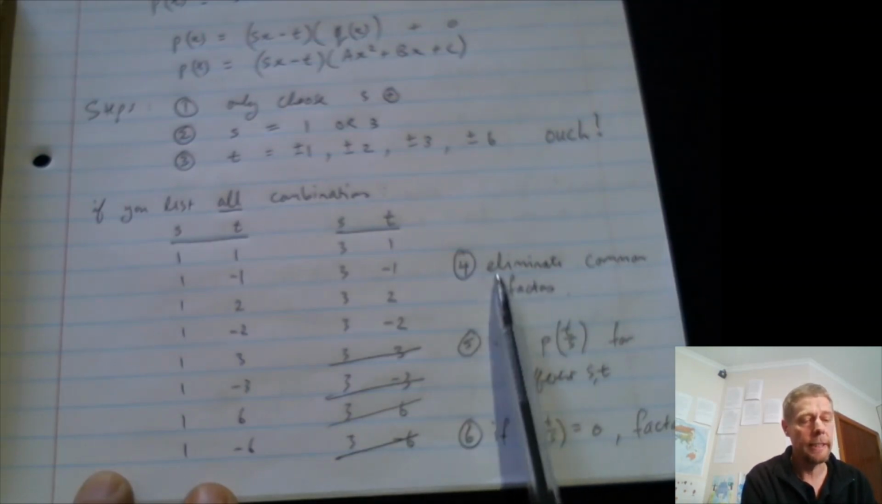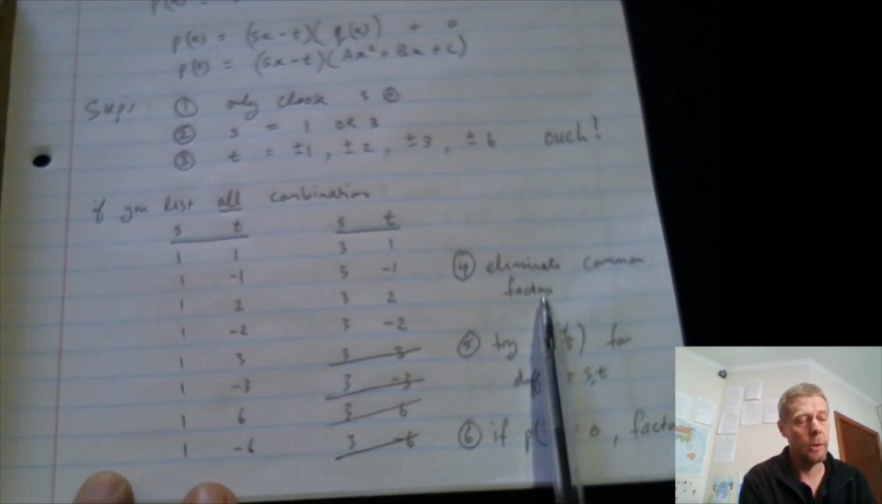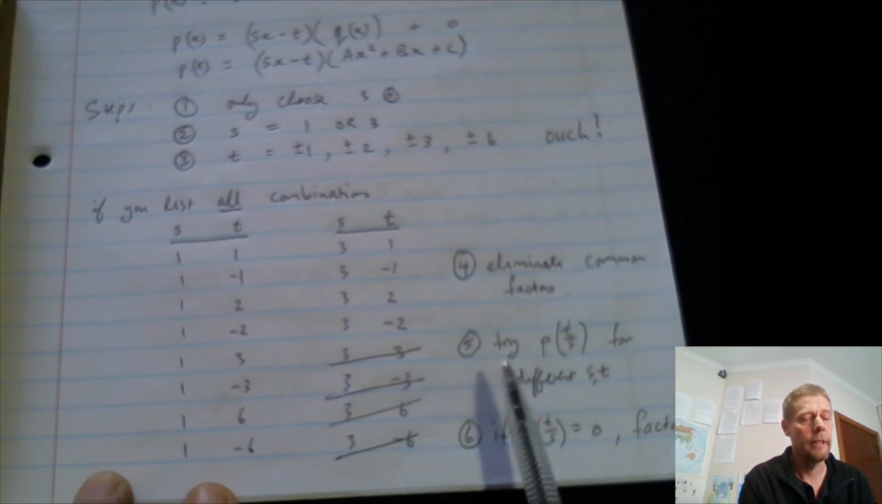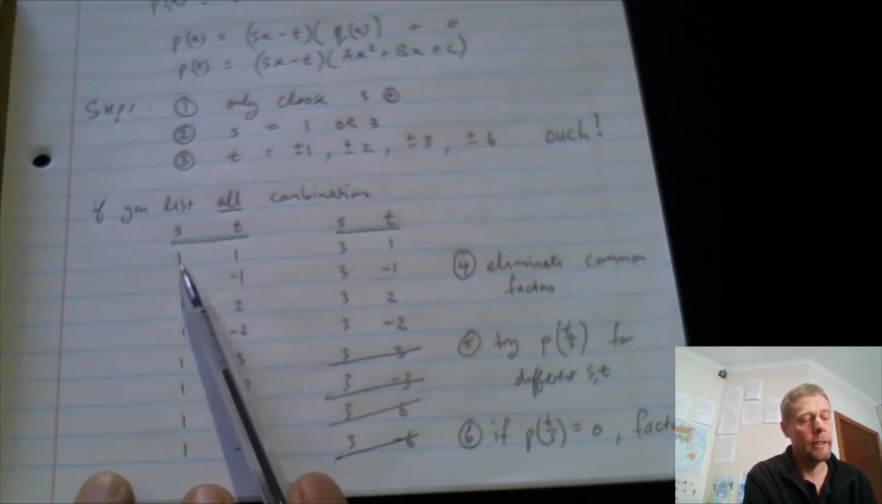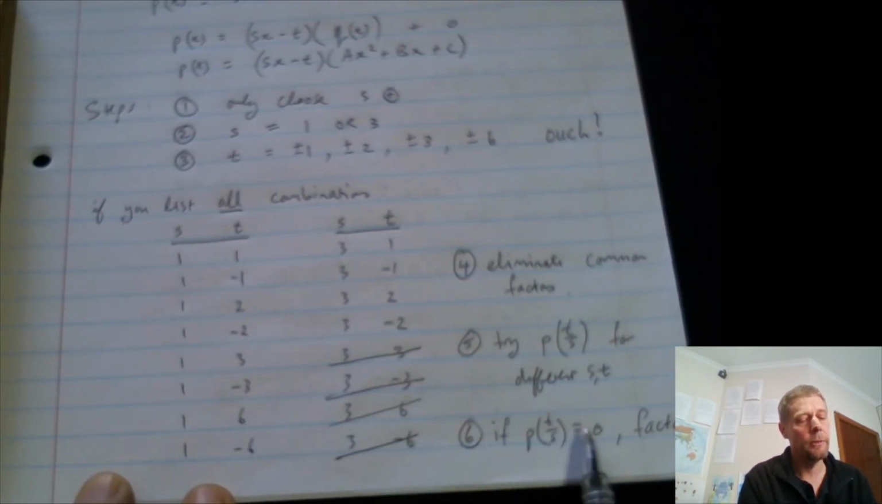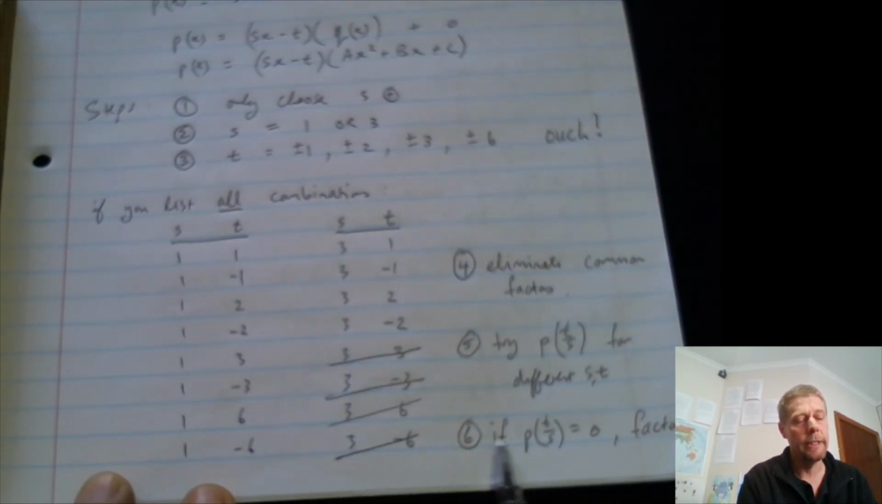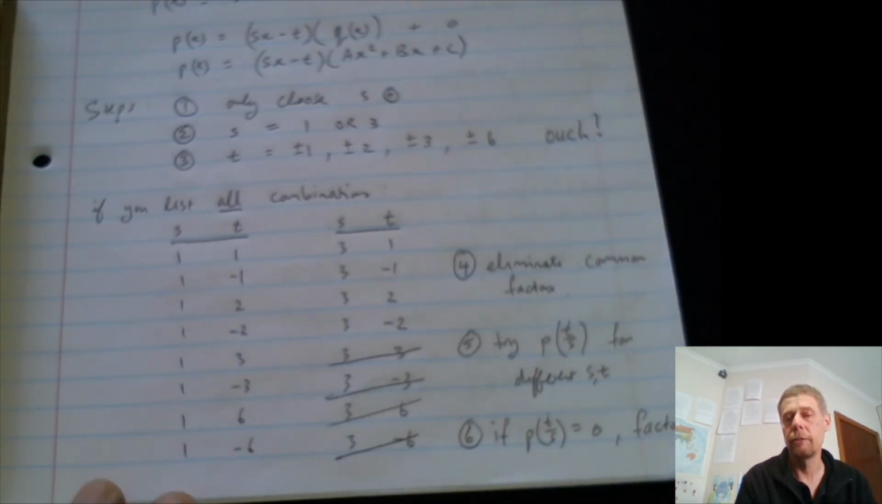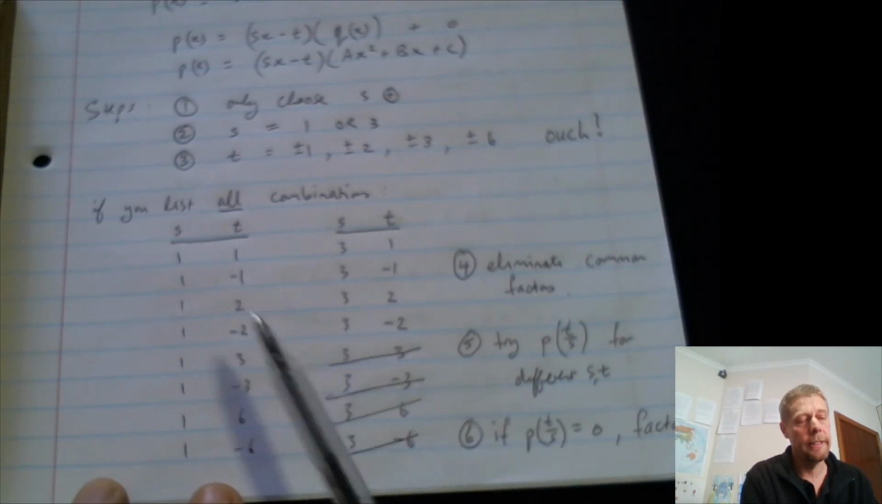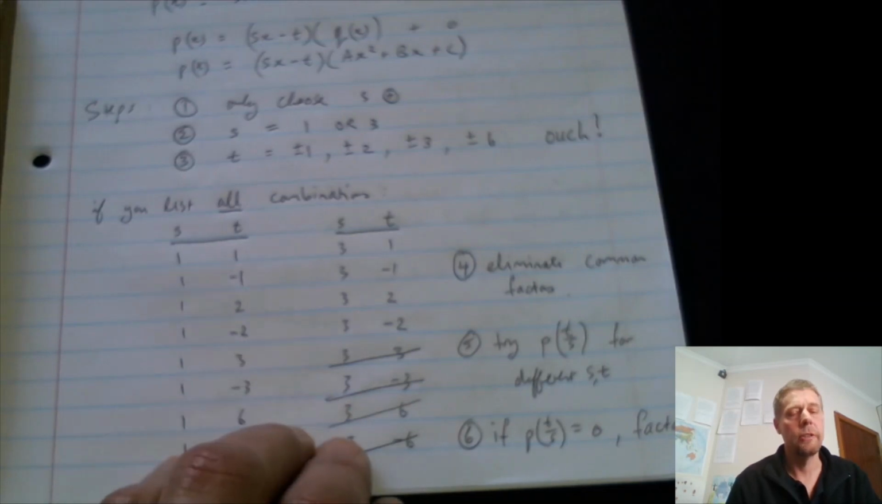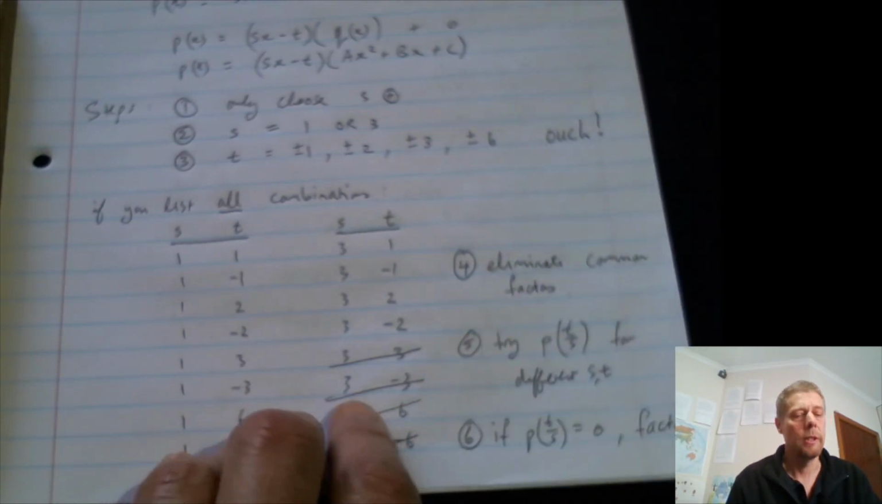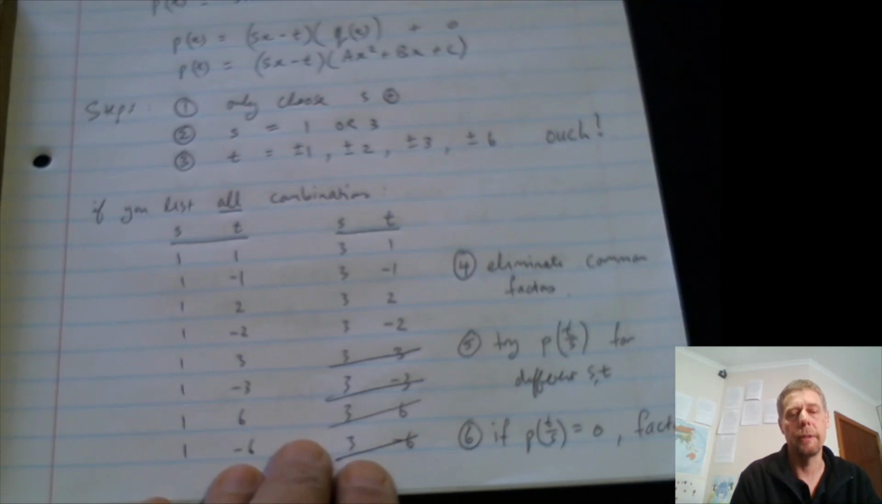So that's the next step. You eliminate any common factors. Look at all your possibilities and eliminate the common factors. Now try p of t over s for the different pairs. So you could try t is 1, s is 1, so 1 over 1 is 1. So p of 1, and you test it out and see. When you get one of these pairs that works out so that p of t over s equals 0, then you've found a factor. And then it's easy to find the next factor because it's just a quadratic. So we can quickly solve that using our normal method of inspection or whichever approach we want to adopt there.